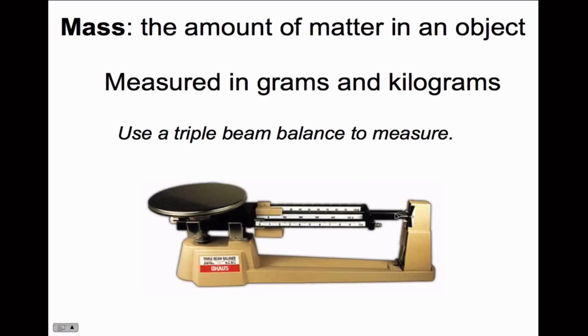All right, the next thing that we will be measuring is mass. And mass is the amount of matter in an object. So it's not the weight of the object, because weight is the effect of gravity on an object. So mass, we're just looking at the matter in the object. Sometimes we use those interchangeably, but they're really different. So to measure mass, we use a triple beam balance.